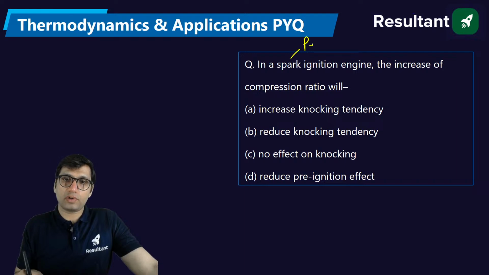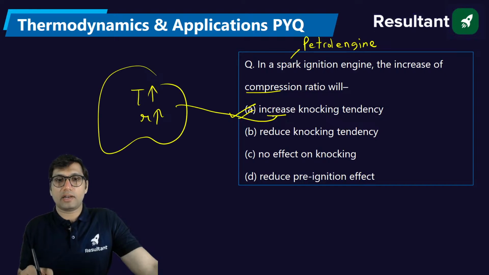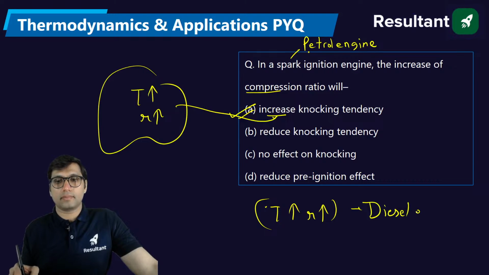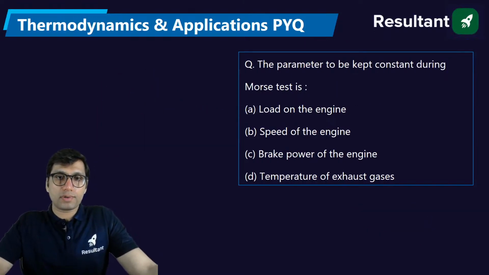Next, in a spark ignition engine, the increase of compression ratio will? Spark ignition means petrol engine, and in petrol engine, any increase in temperature or compression ratio will definitely increase the knocking tendency. If you increase the temperature and compression ratio in a diesel engine, it is going to decrease the knocking, but for a petrol engine it is going to increase the knocking.